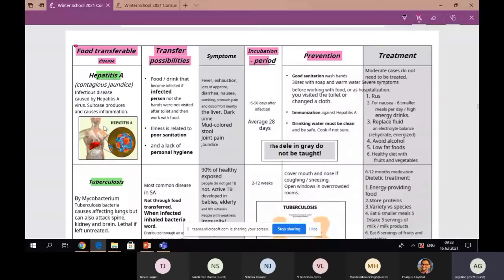these four foodborne diseases. Okay, so starting with hepatitis A, a contagious liver disease caused by the hepatitis A virus, as you can see. How is it transferred? That's important. And then the incubation period is important, 15 to 50 days after infection. Why is the incubation period important? You will see some of these foodborne diseases have common symptoms. So one of the ways to differentiate between whether it's the one or the other is by having a look at the incubation period.